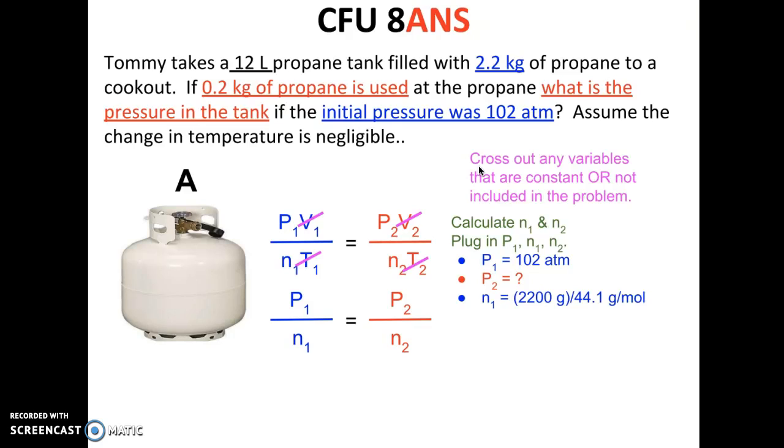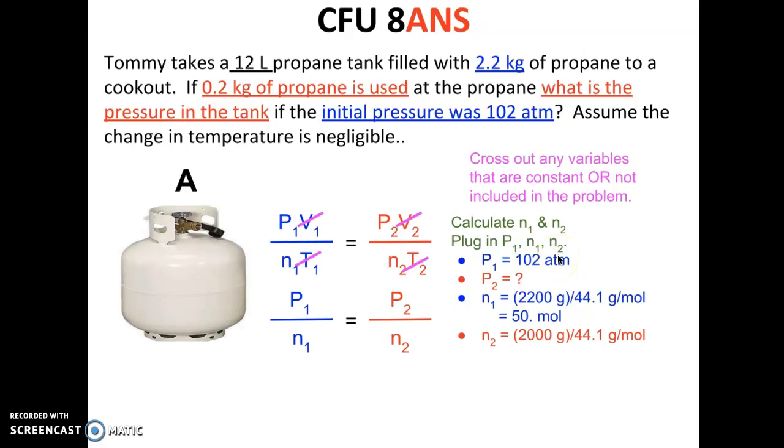Calculating the moles, this is the work for the initial. I'm given 2.2 kilograms. I first convert that to grams, so that's 2,200 grams. Then I divide it by the molar mass of propane, which is 44.1 grams per mole. That gives me 50 moles for N1.